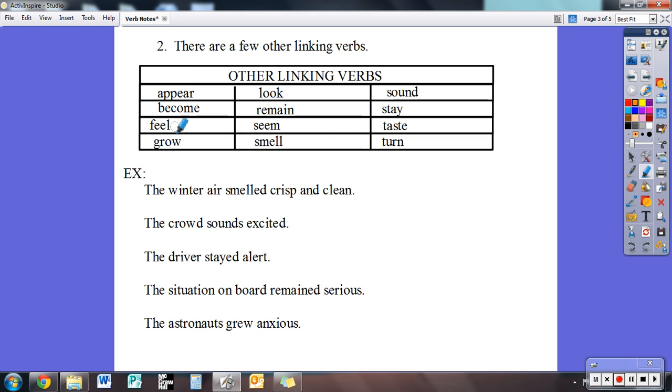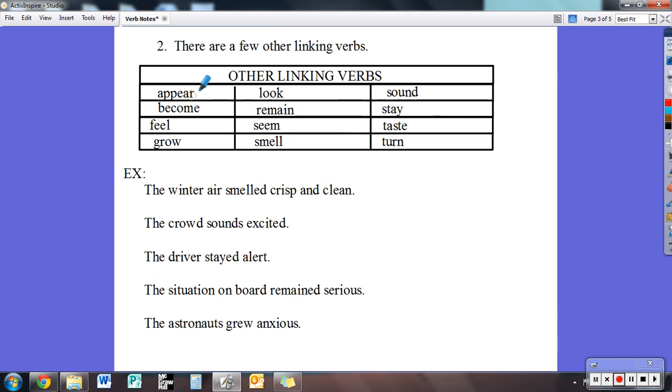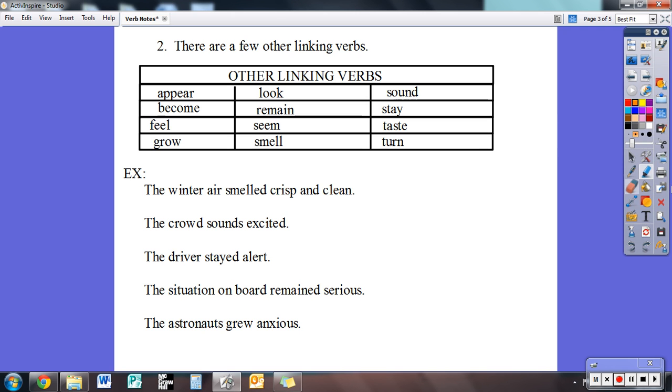Okay, there are a few other linking verbs, and this needs to go in your chart as well. And now here are some examples. Same thing, you have to find your subject, then find your verb, and then to double check, is there a noun at the end of the sentence in the predicate, or are there adjectives describing the subject that can be found in the predicate?